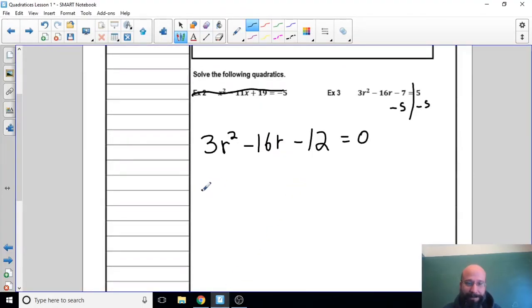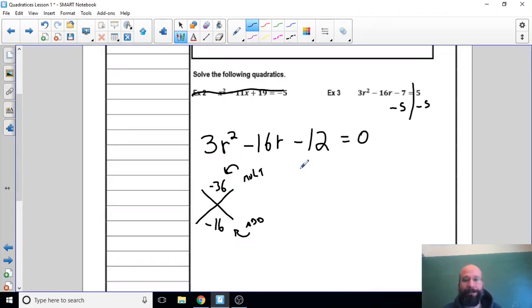I'm going to put in my x. I'm going to multiply a times c, and I get negative 36. And then my b goes down here at negative 16. So I need 2 numbers that multiply to negative 36 and that add to negative 16.